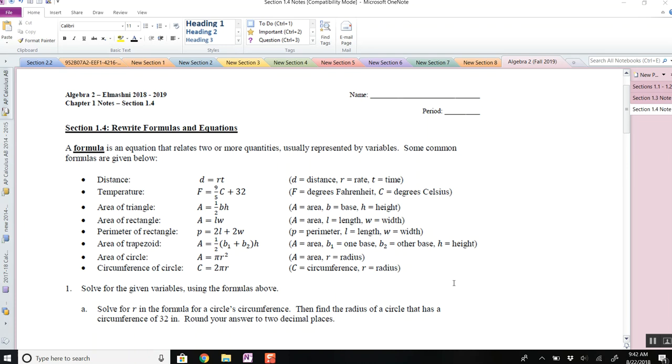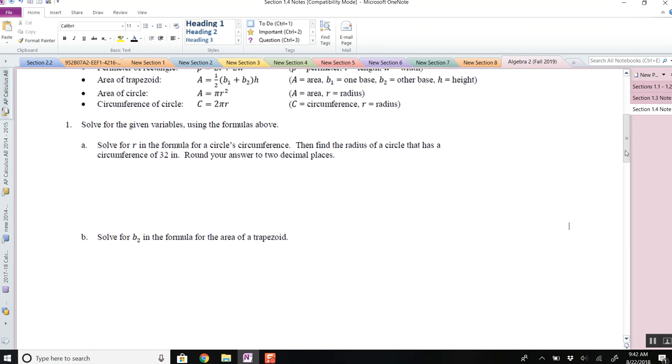A formula is an equation that relates two or more quantities, usually represented by variables, and some common formulas are given below, like distance equals rate times time, to convert from Celsius to Fahrenheit, or vice versa, area of a triangle, area of a rectangle, perimeter of a rectangle, area of a trapezoid, area of a circle, and of course circumference of a circle. And what each of those letters represent are shown off to the right. So we're going to be working with these formulas today and isolating particular variables.